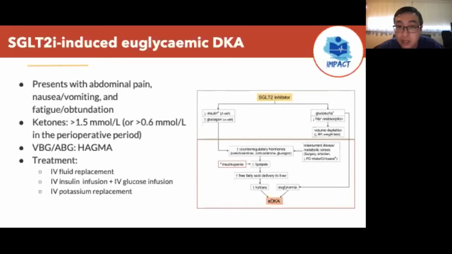So three components to DKA treatment: aggressive IV fluid replacement, insulin, and once the BSL drops below 15, starting glucose infusion until the bicarbonate and the anion gap normalizes, and then thirdly, replacing the potassium because they're invariably potassium deplete.